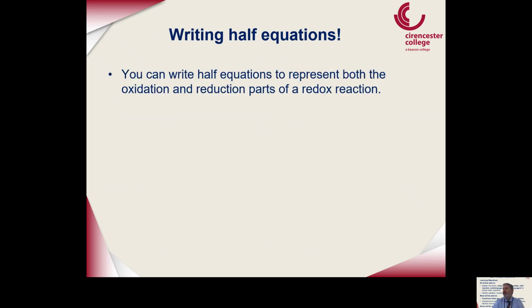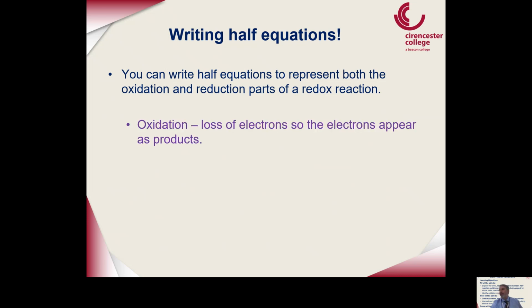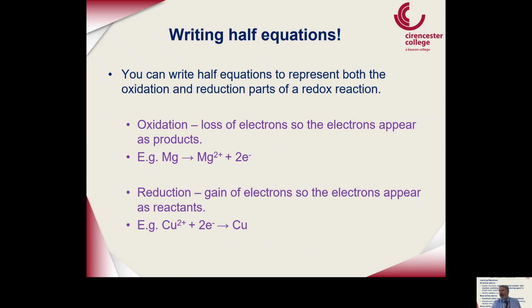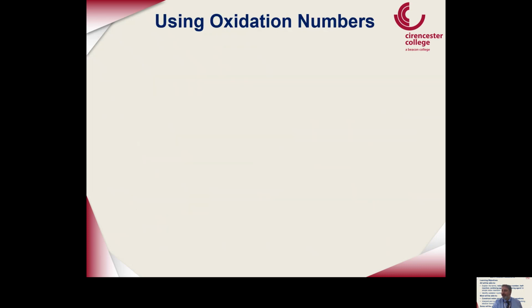So writing half equations is usually quite easy, except when we get to some that involve oxygen or hydrogen, and we're going to go through that in the session. You can write half equations to represent both the oxidation and reduction process. Oxidation is loss, so electrons are going to appear as products, and reduction is gain, so they'll become reactants. So Cu2+ plus 2 electrons makes copper. That was pretty straightforward.